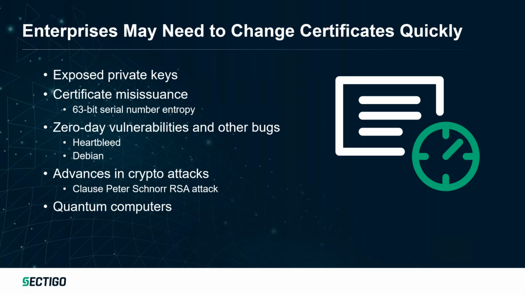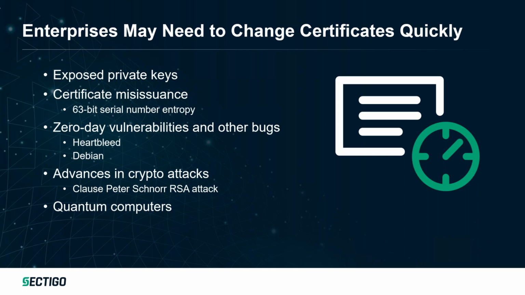0-day vulnerabilities, Heartbleed's the best example of that. Or the Debian one was another example. Heartbleed was 2014, Debian was 2010. It turns out that there's a flaw in a popular piece of software, and suddenly it means that, through no fault of your own, somebody else can go obtain the private key for your certificate. At which point, guess what? You need to change those certificates.